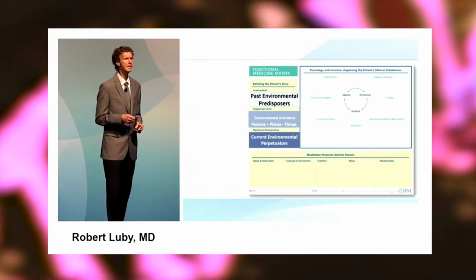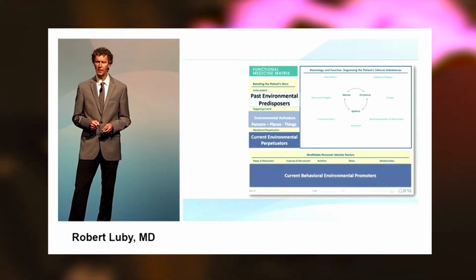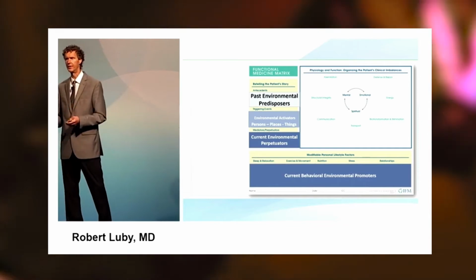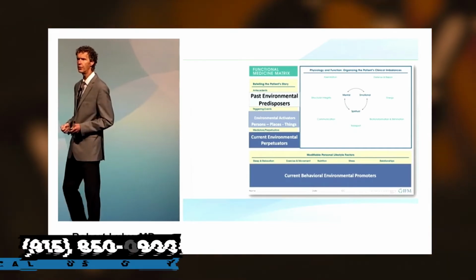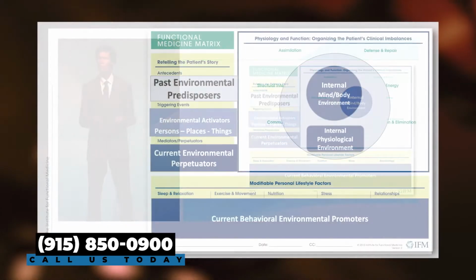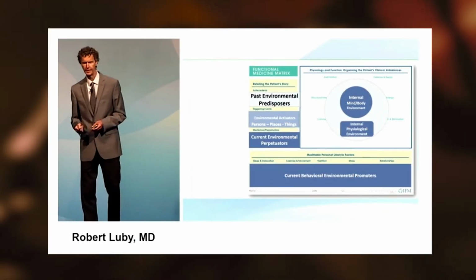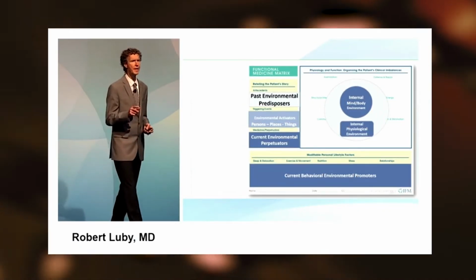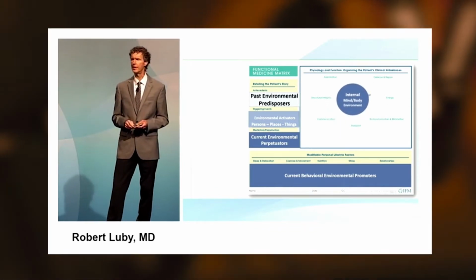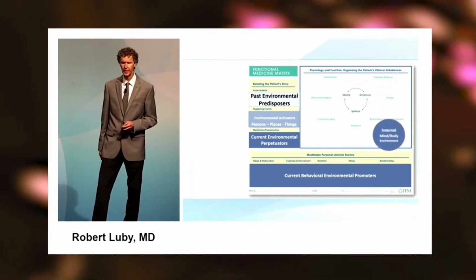Mediators, current environmental perpetuators of dysfunction. Modifiable lifestyle factors, current behavioral environmental promoters of dysfunction. Mental, emotional, spiritual factors, the internal mind-body environment. And the 7 nodes of the matrix represent the internal physiological environment. The 3 nodes of the matrix that we will ask you to focus on for addressing thyroid hormone dysfunction are the assimilation node, the defense and repair node, and the biotransformation elimination node.